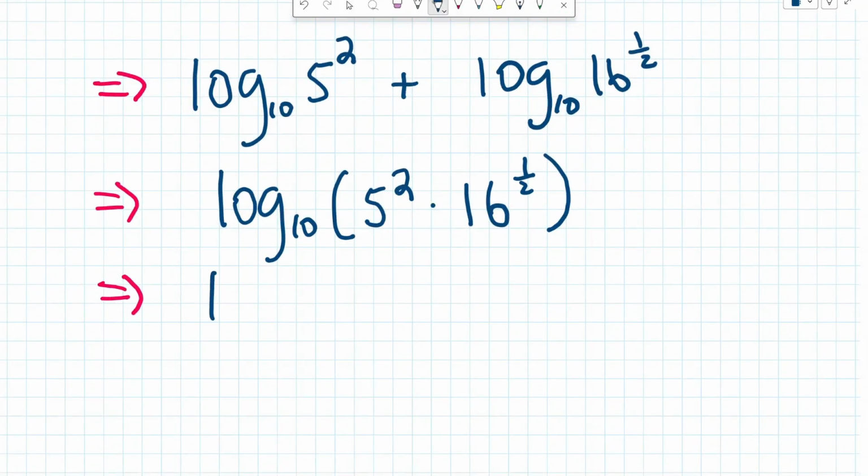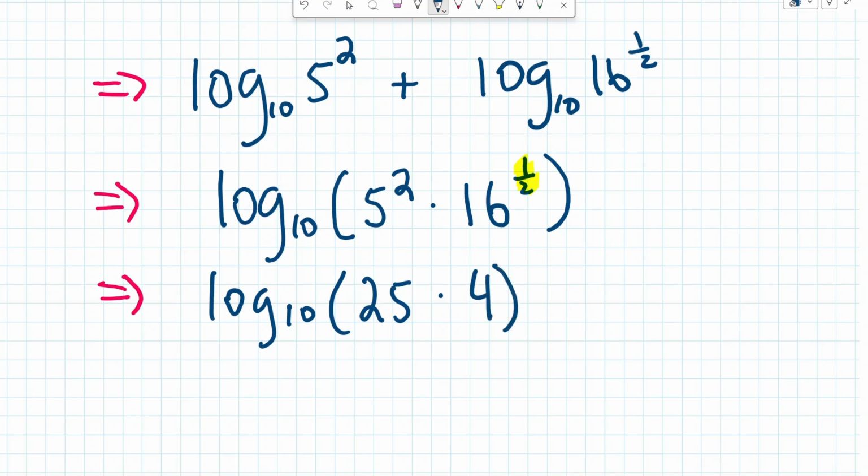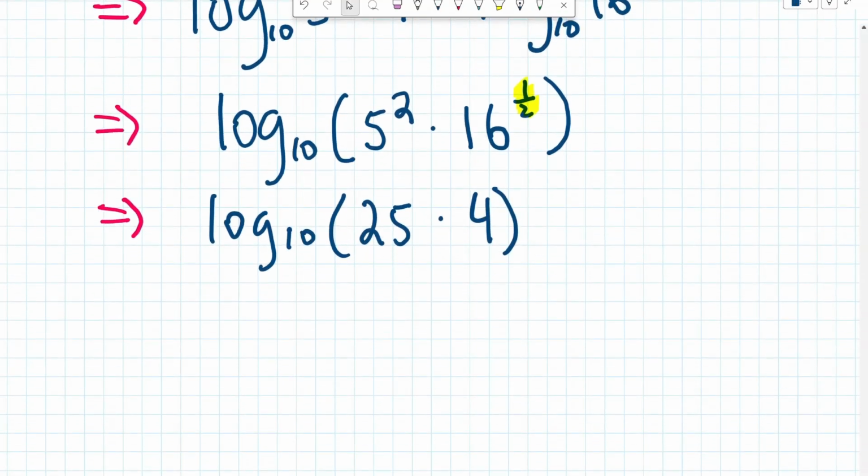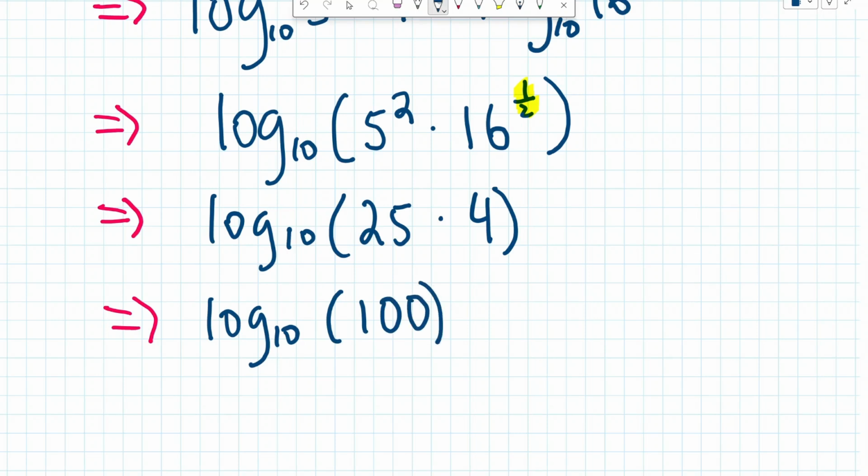We know that 5 squared equals 25, multiplied by 16 to the power of 1 over 2. Having something to the power of 1 over 2 is the same as taking the square root of that number. And we know that the square root of 16 is 4. Look already how much this expression is simplifying for us. So now we have log 10 of 100.